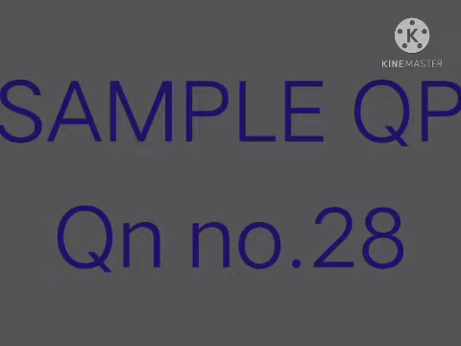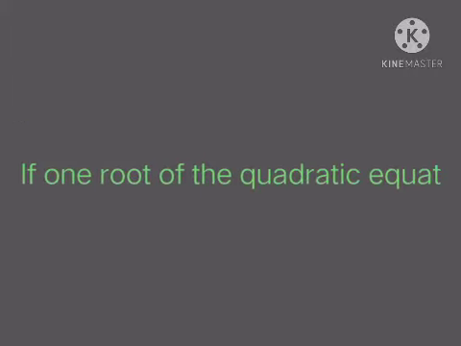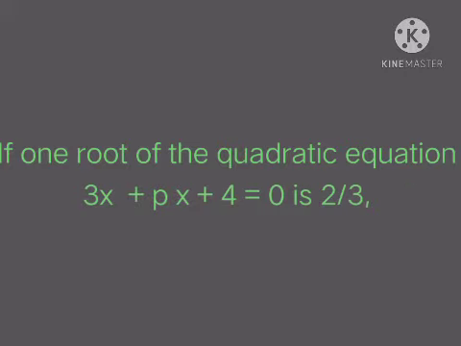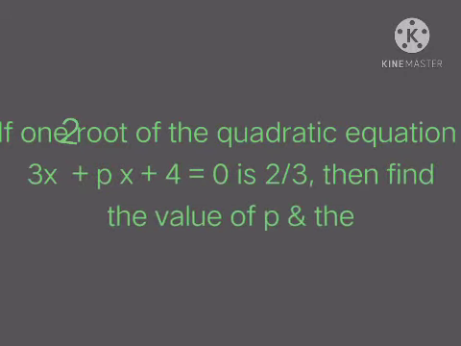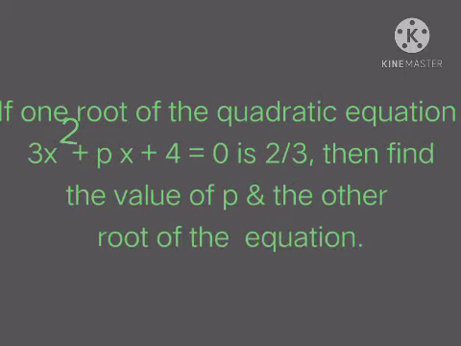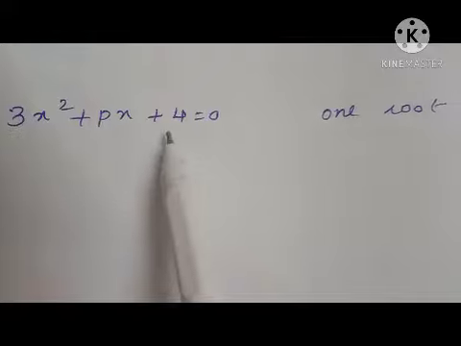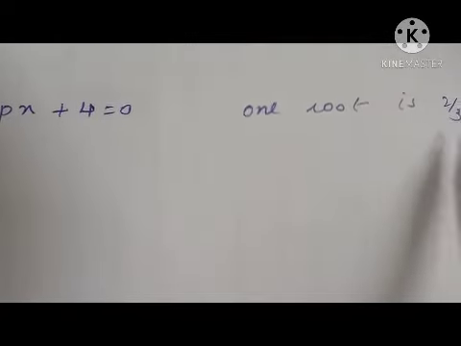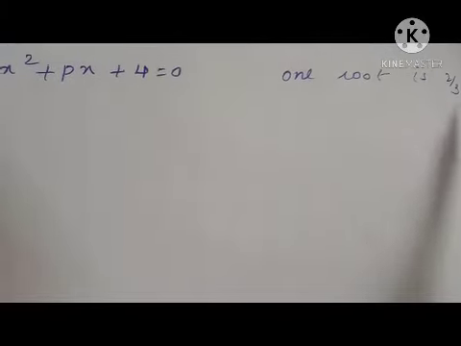It is also an OR question. So the first question is, if one root of the quadratic equation 3x square plus px plus 4 equals 0 is 2 by 3, then find the value of p and the other root of the equation. It is a 3 mark question. This is the equation given and one root is given as 2 by 3.